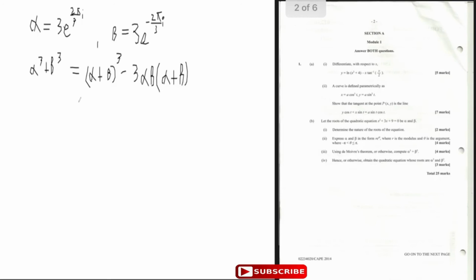So alpha cube plus beta cube is going to be alpha plus beta all cube minus 3 alpha beta times alpha plus beta. First and foremost, I don't even need to use these values, because guess what? Remember, this is the quadratic equation.